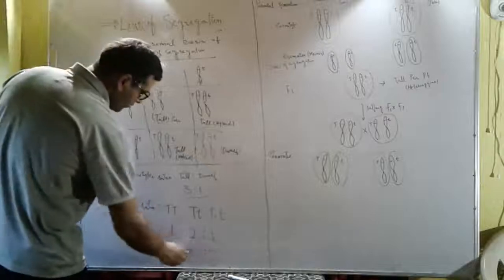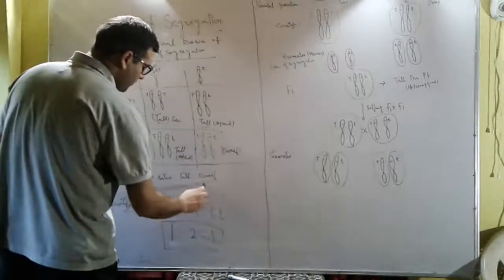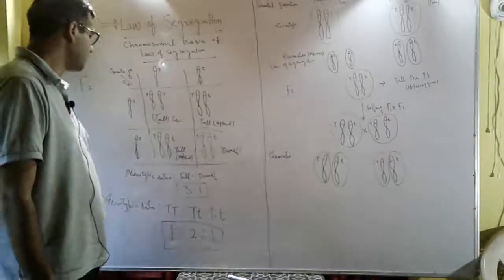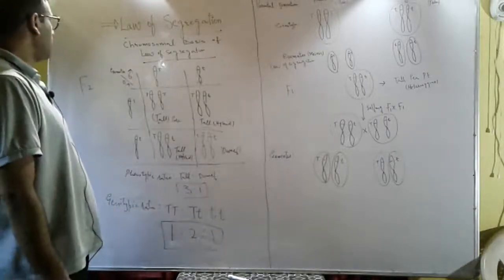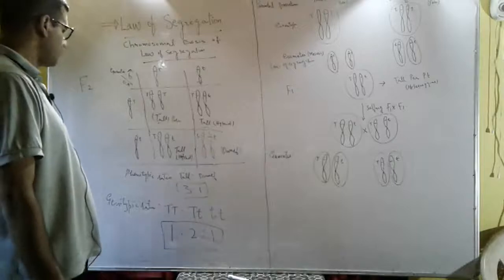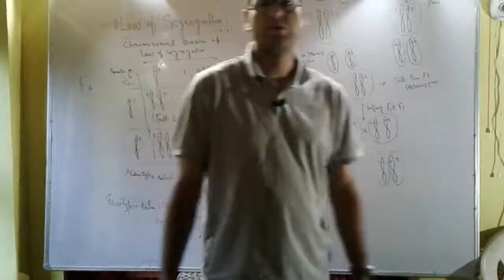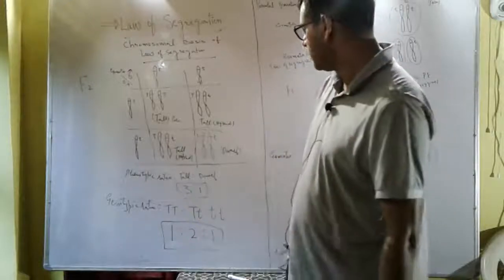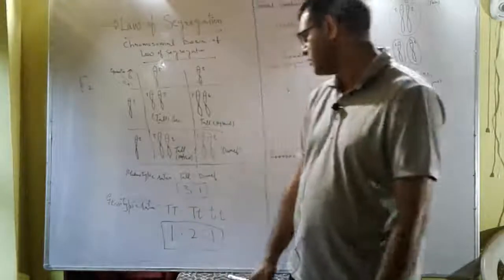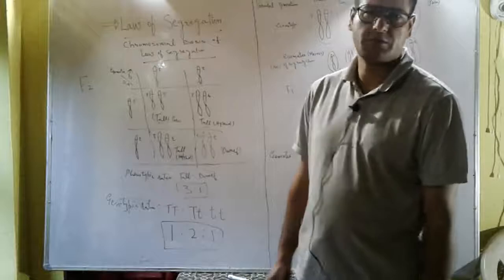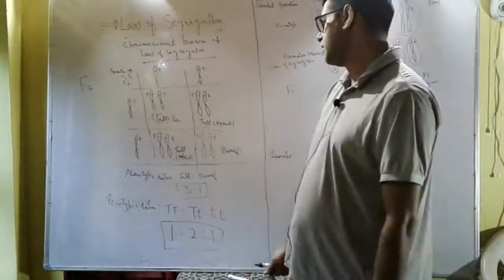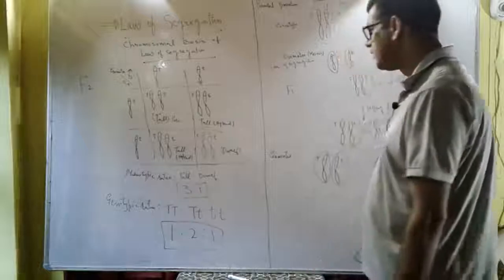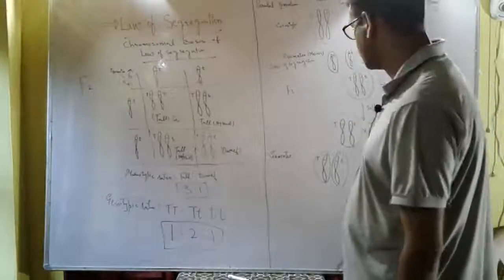So this is what is called the genotypic ratio in case of law of segregation. This law of segregation, as I told you, is explained by means of a monohybrid cross. That is why we get the ratio 3:1 in case of monohybrid cross, and also genotypic ratio 1:2:1. This was the chromosomal basis of law of segregation.